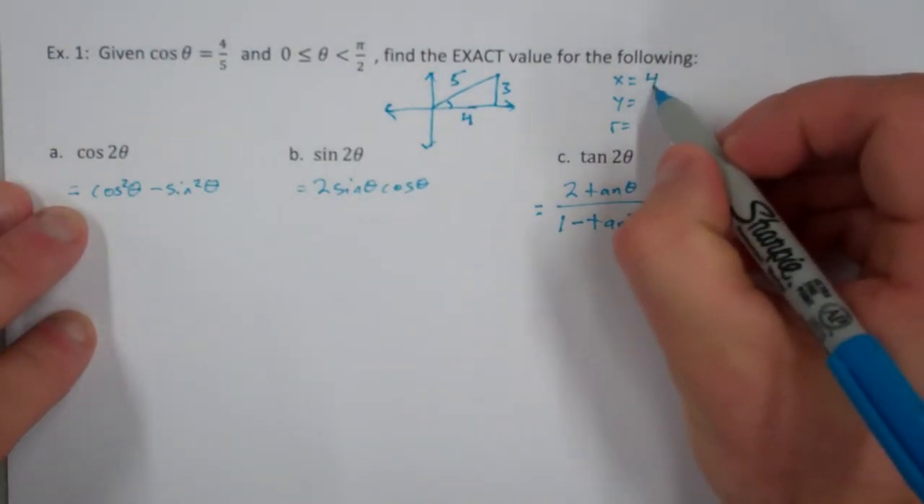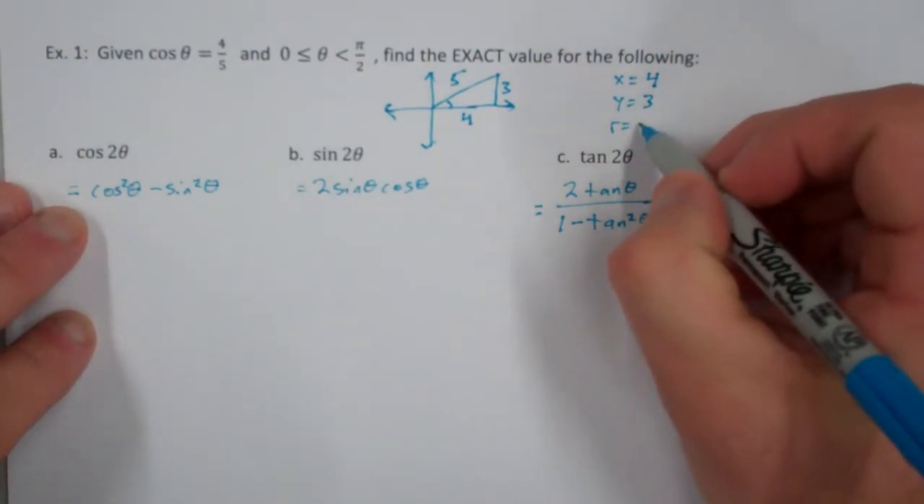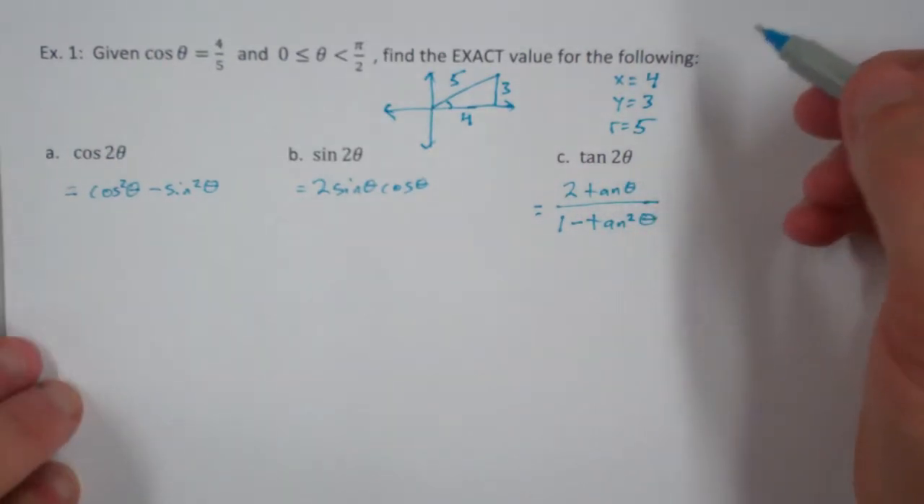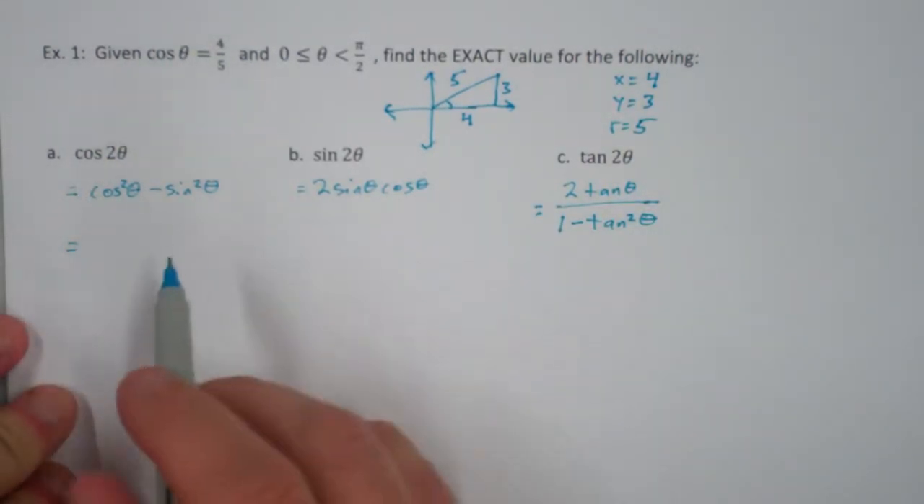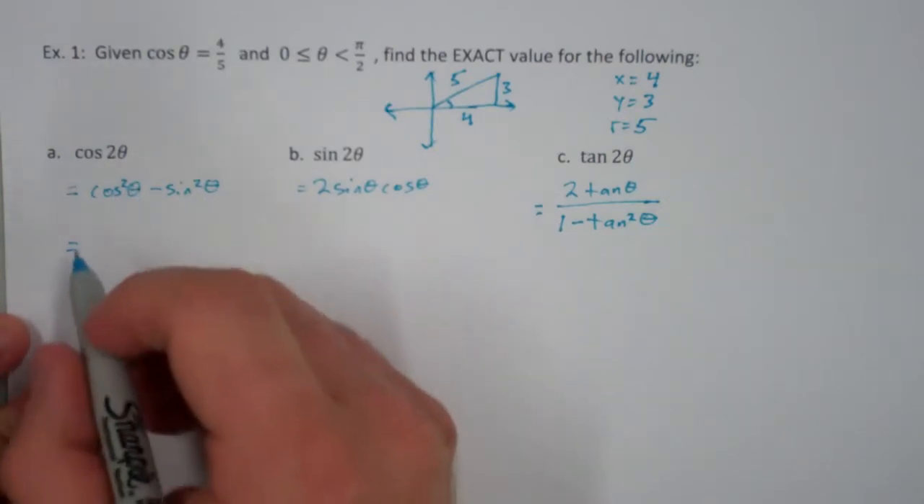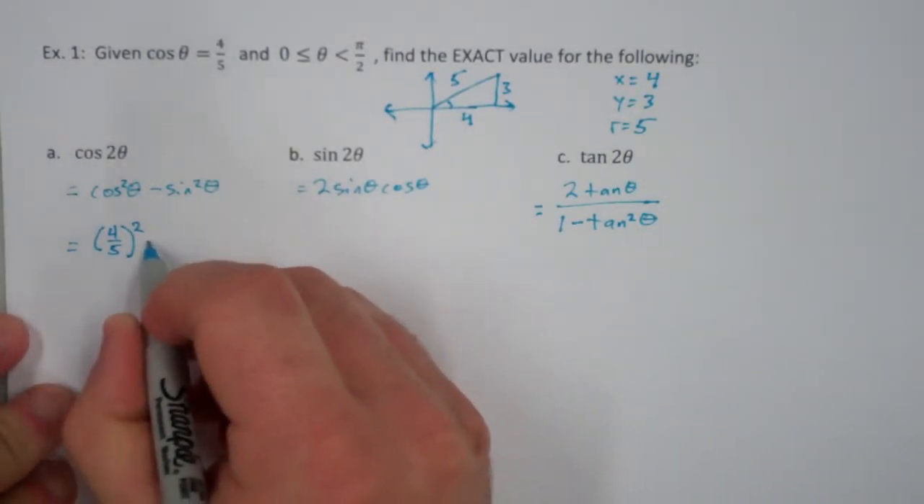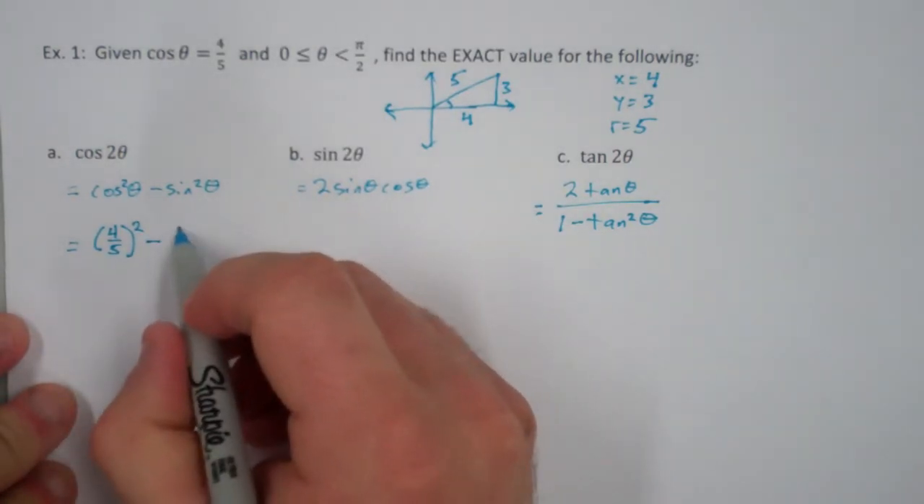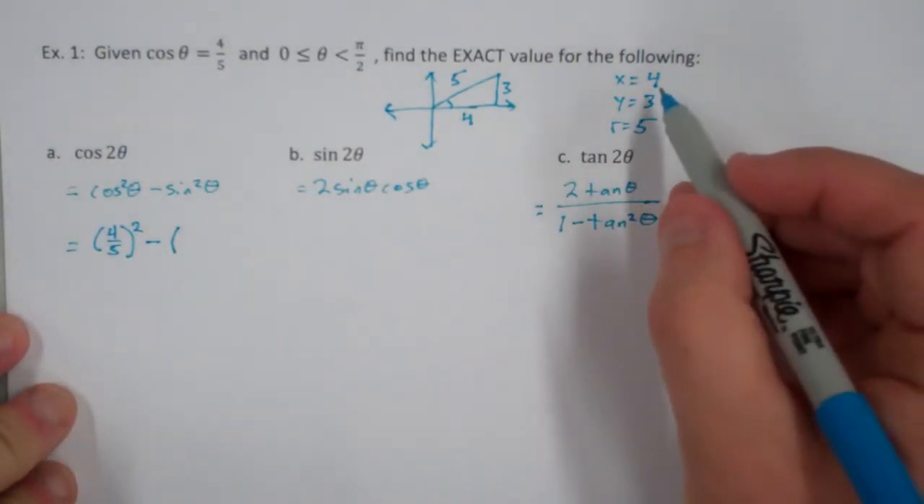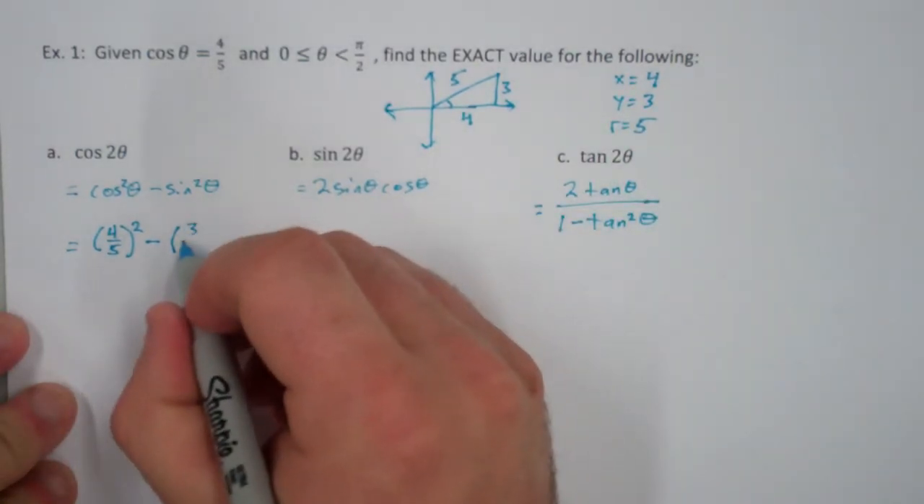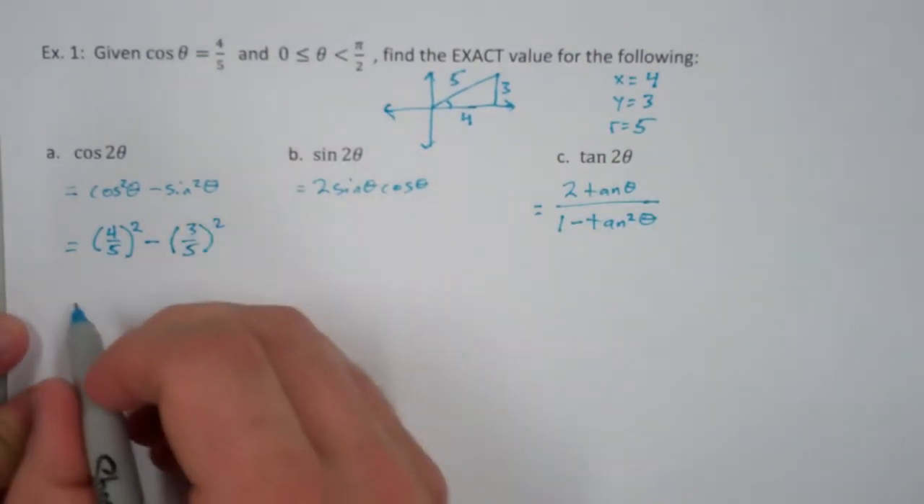So the x value is 4. The y value is 3, and r is 5. Let's work with the left one, cosine of 2 theta. That's cosine squared, so the ratio is 4 over 5, and we want to square that, minus sine squared. Sine would be 3 over 5, and of course that's squared.